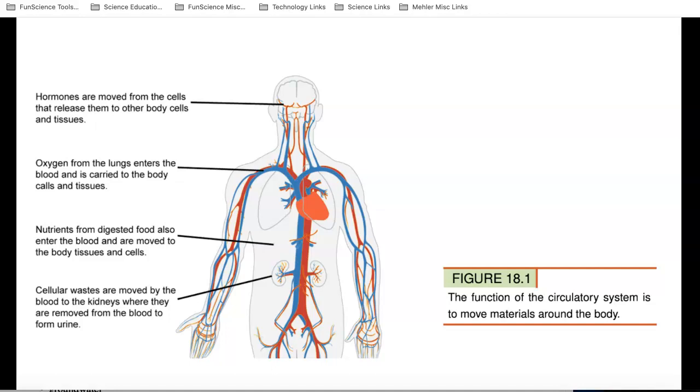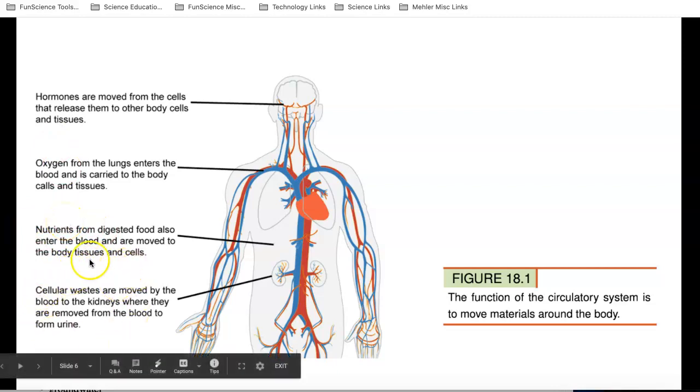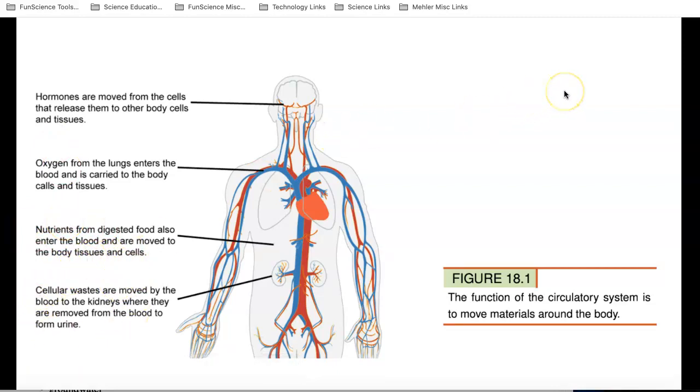So look at the functions of the circulatory system as they move materials around. Well, they move hormones around, they move oxygen from the lungs around, they move nutrients from the digested food around, and they also help get rid of cellular waste. So the circulatory system is a very, very important system in the human body. Make sure that you read all about that and outline it in section 18.1.